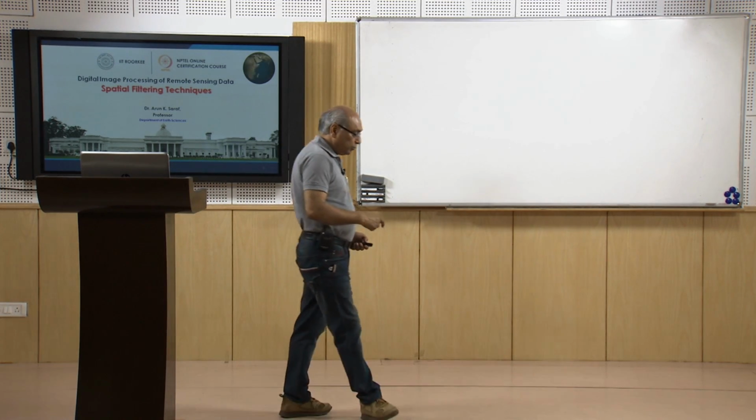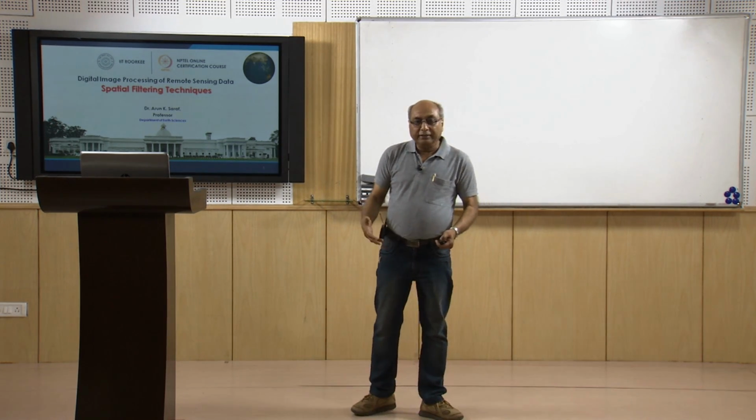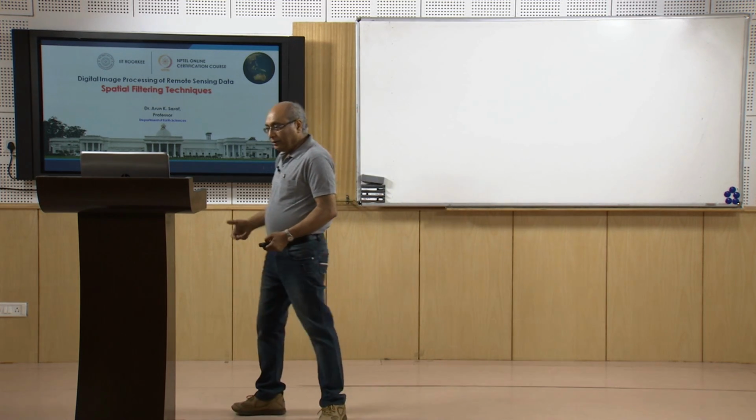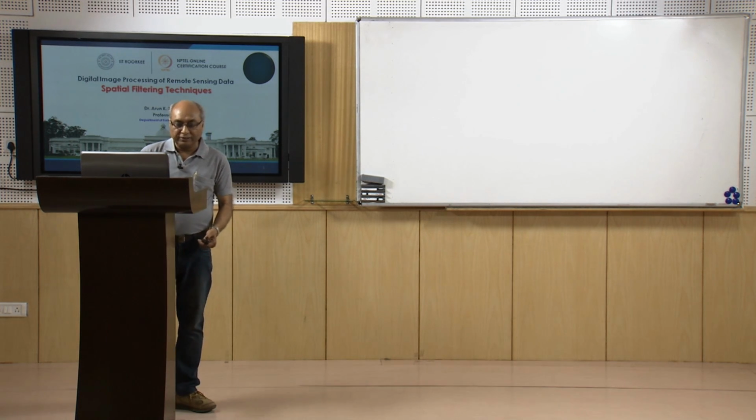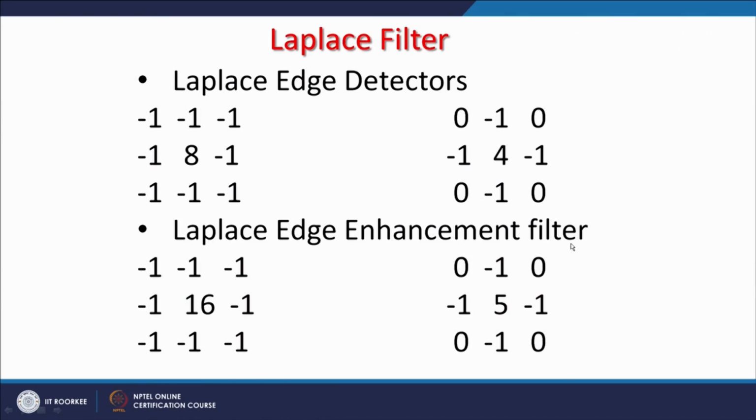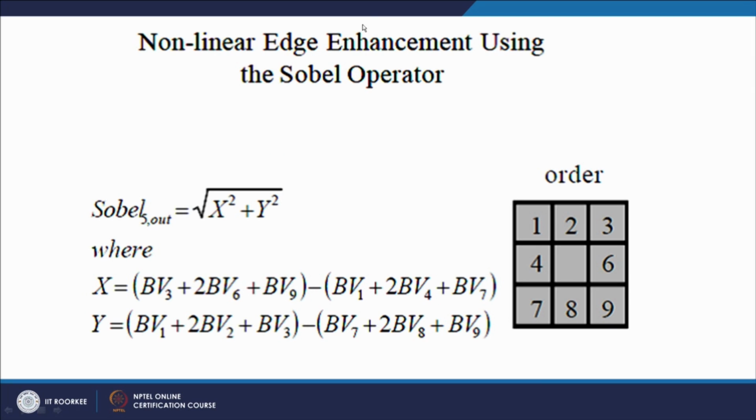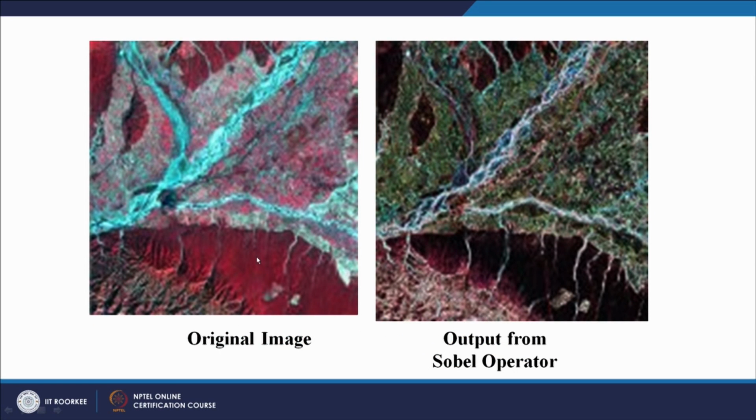Once the concept of spatial filtering was introduced, there is no limit, and one can keep involving a few more permutations or combinations within 3x3 or 5x5. So there is an example of Laplace edge detectors, Laplace edge enhancement filters, and different weightages are assigned to different cell values of the factor. This is nonlinear edge enhancement using the Sobel operator. So this kind of calculation can be performed. One of the outputs is like this.